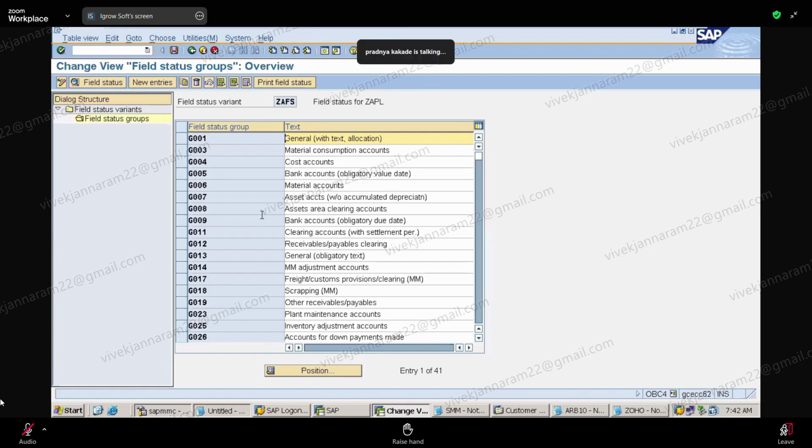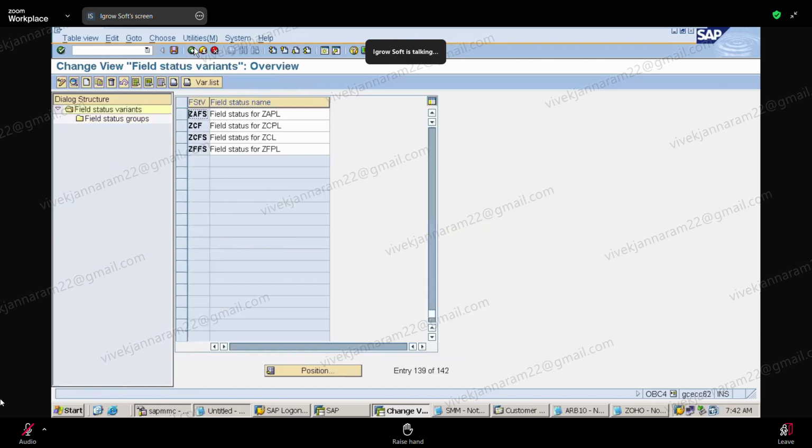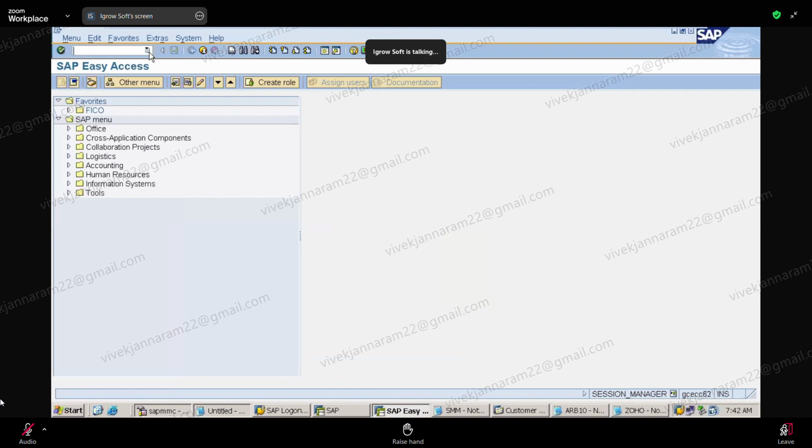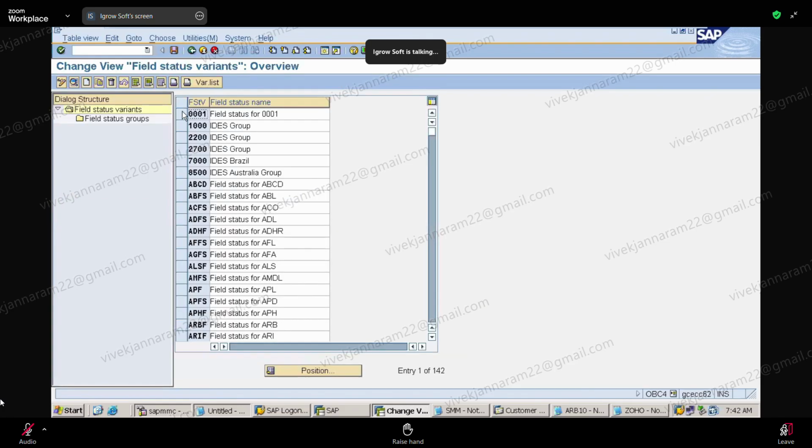Okay, and you say right now, first the field status variant. There is also 0001, not in my folder, copy. Oh, okay, now I understood. You know, some students, what do they do? I understood your problem. Some students delete the standard one. This is a standard, no? They deleted this. Okay.